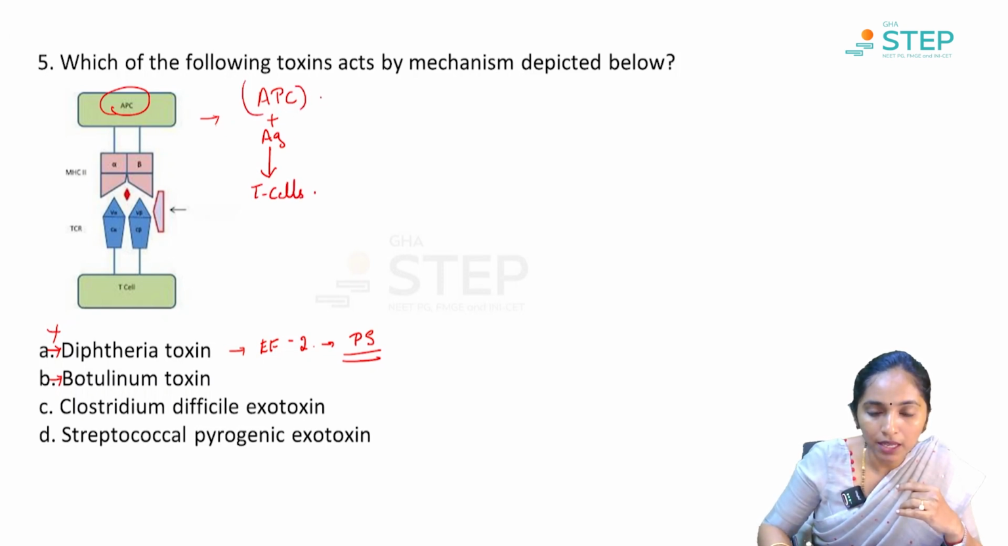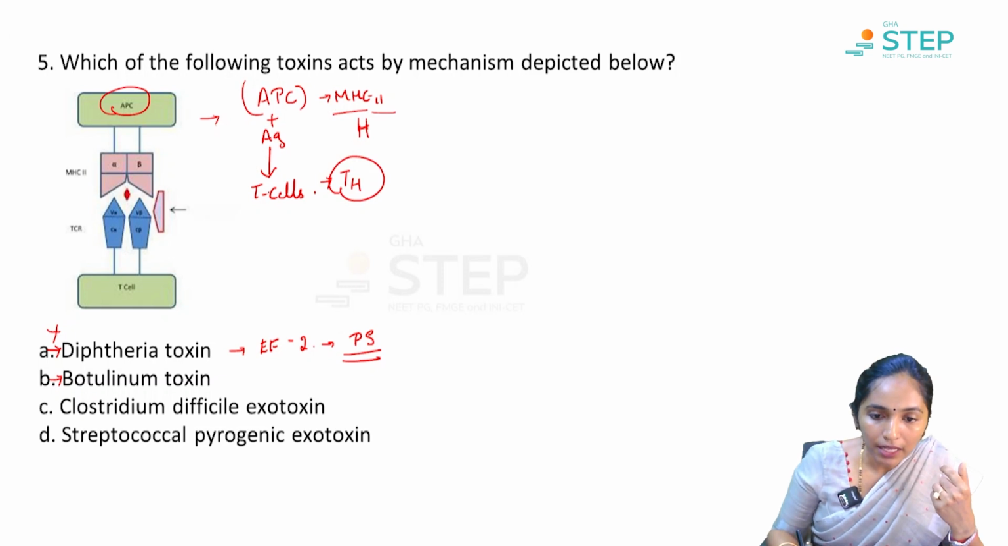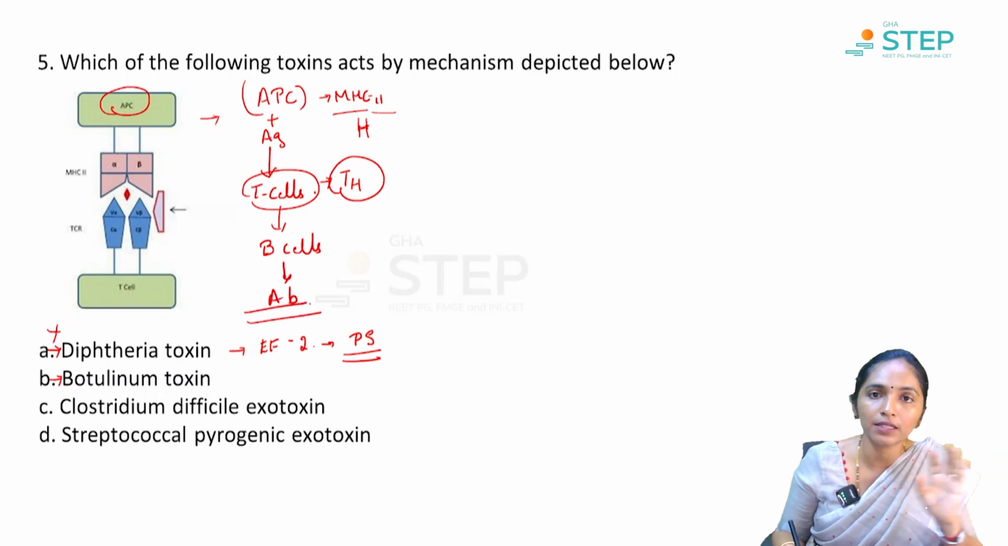So APCs bear what? They bear MHC class 2 molecule, and this MHC class 2 molecule bearing APCs will present to T helper cells. So class 2, just draw a line here. This is how you remember class 2 is T helper cells. Class 1 is for the other one, that is CD8 T cells. Fine. So T helper cells, that is MHC class 2. So then these T cells will activate the B cells and the B cells produce antibodies. This is the normal mechanism that we see.